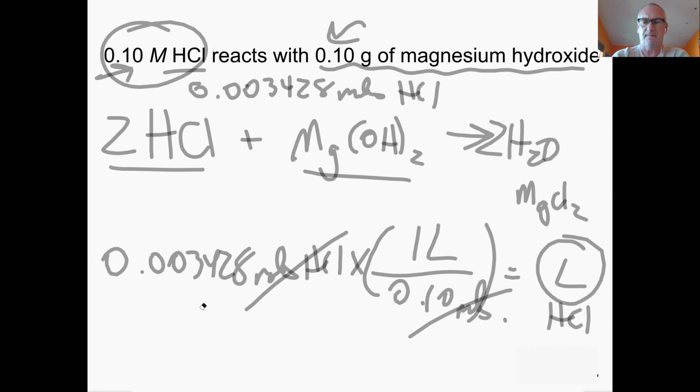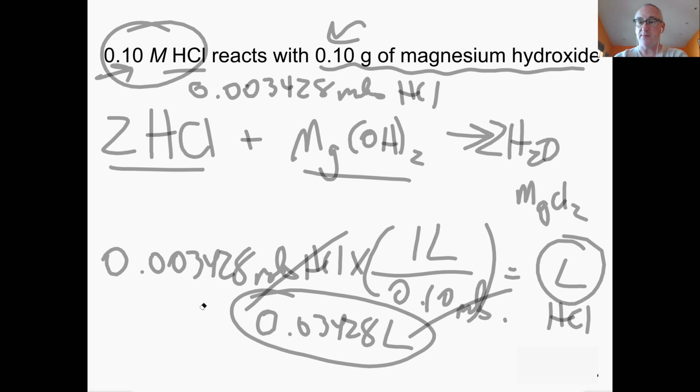So how many liters is that? How many liters of HCl is that? 0.03428. 0.03428 liters. Now I go back and see how many significant digits I have. This is why it's important to carry over as many digits as possible. If we round too early, we lose some of that precision. How many significant digits do I want to report? Because if I report this number, I'm going to make a nasty comment on your paper.